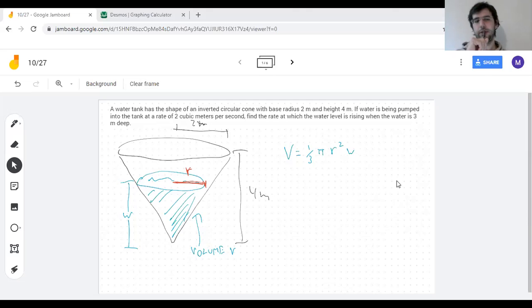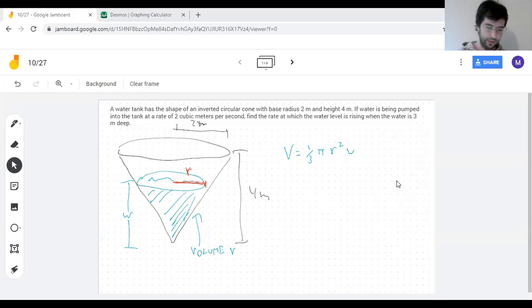And if I picture this in my head, the water level at first, in a narrow bit of the cone, rises a lot faster than later. So the question is, when the water level is 3 meters deep, how fast is it rising? I would guess it's rising as if it was a cylinder.